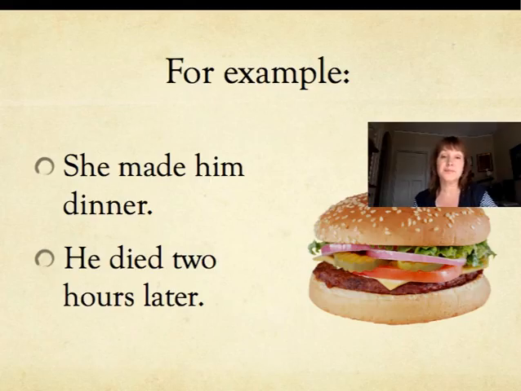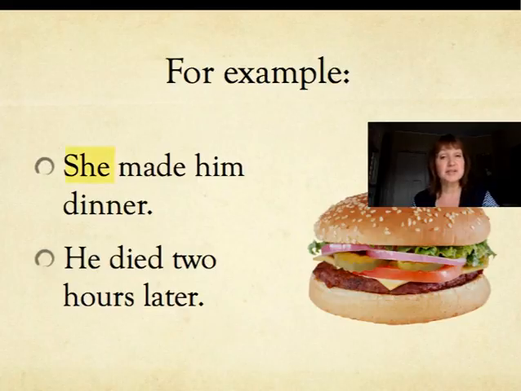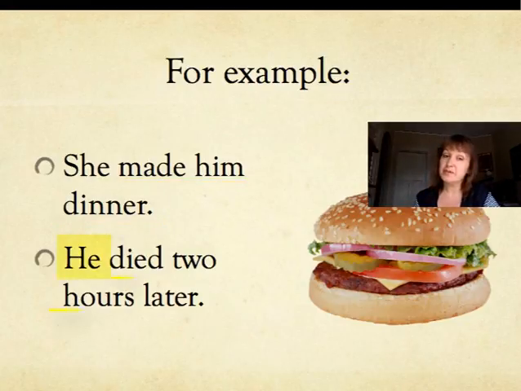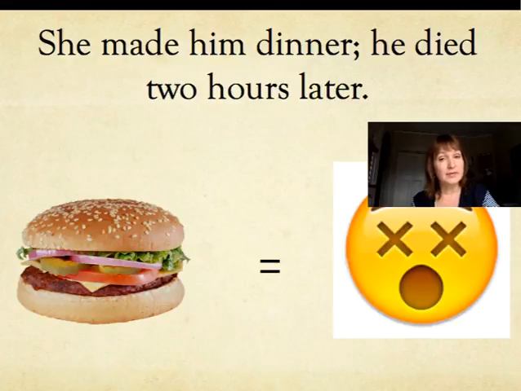Here's another example. She made him dinner, a complete sentence. She is the subject, made him dinner is the verb. We have another sentence. He died 2 hours later. He is the subject, died 2 hours later is the verb. If we want to show causation between these two events, we use a semicolon and sentence pattern number 1. She made him dinner; he died 2 hours later.